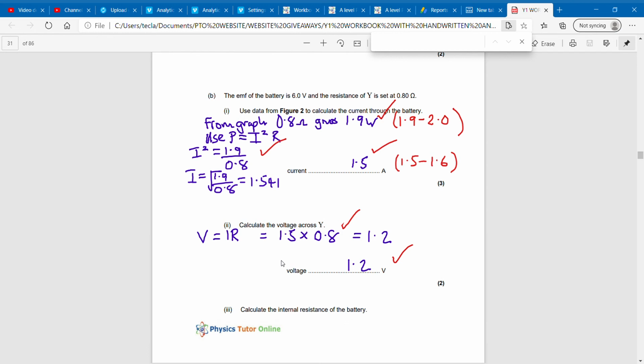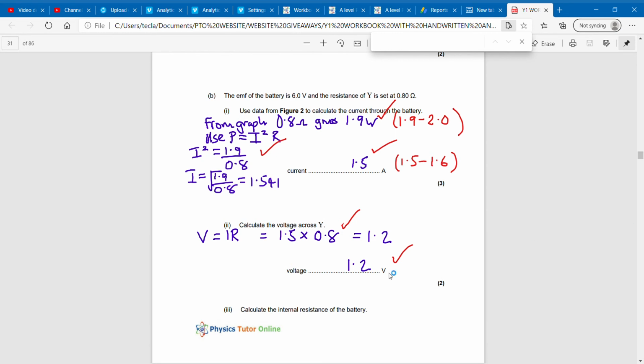We use power equals I squared R to find the current I, because we've got the resistance and the power. So I squared equals 1.9 divided by 0.8. I equals the square root of that, which equals 1.541, or 1.5 amps. Values between 1.5 and 1.6 are accepted.